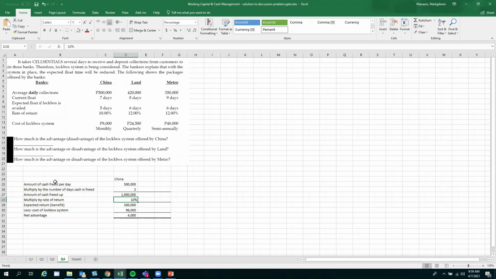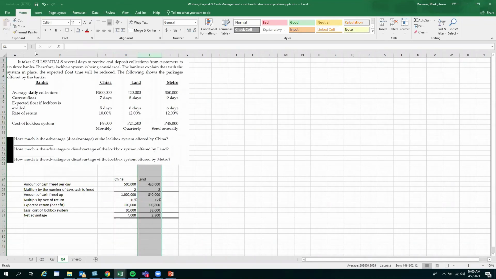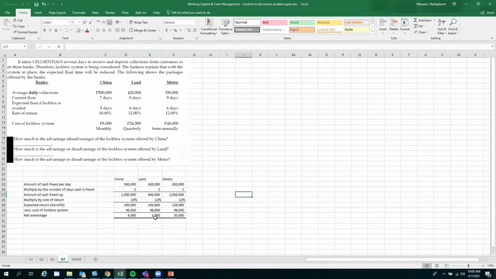Okay. So, hopefully, same tayo ng sagot. Kay Land Bank at kay Metrobank. So pares pa tayo nakuha, 2,800 kay Land Bank and 30,000 kay Metrobank. I think ang nabago lang dito ay yung treatment ng cost, no? Kasi kanina kay China, it's monthly. This time, quarterly kay Land Bank and semi-annual naman kay Metrobank. So that's your net advantage.